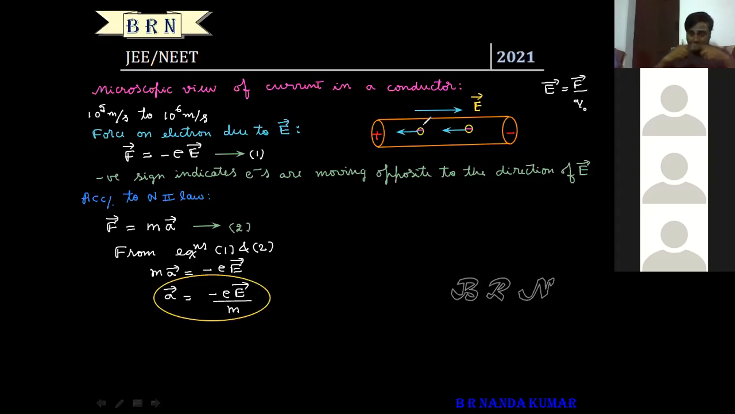What is drift velocity? The mathematical expression for drift velocity, the derivation of drift velocity.